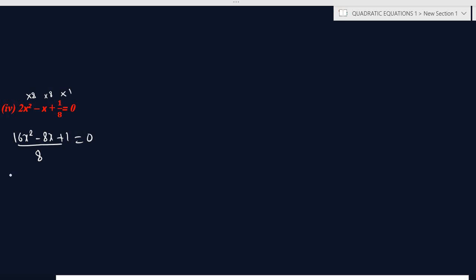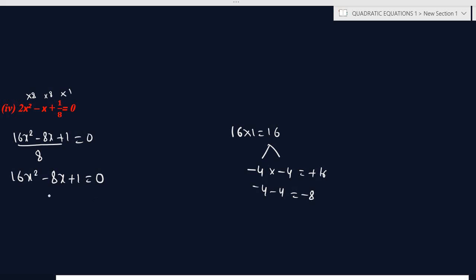To take 8 to the right hand side, what happens? 16x² − 8x + 1 = 0 into 8 is 0. See, 16 into 1, that is this 16, and 16 into 1 is how much? 16. I need to multiply with two numbers, that is −4, −4. −4 into −4 is equal to plus 16. −4 and −4 is giving −8. Therefore, it can be split into 16x² − 4x − 4x + 1 = 0.